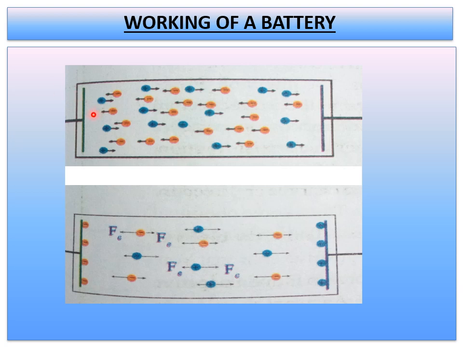So if you see here, a battery consists of two electrodes. Okay, children, two metallic plates and a chemical electrolyte. So the electrolyte between these two plates consists of both positive as well as negative ions. If you consider the blue dots as positive, and the orange ones as negative ions, the electrolyte exerts a certain force on these ions and makes them move in a specified direction.